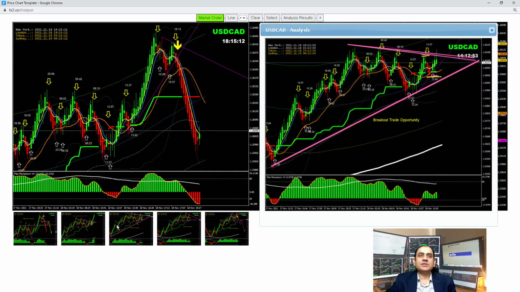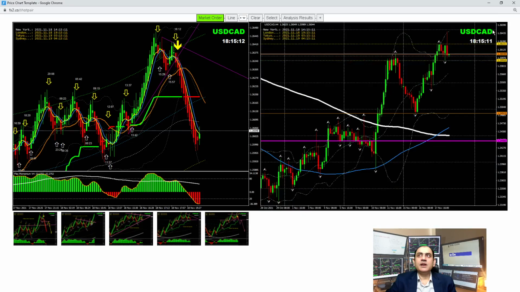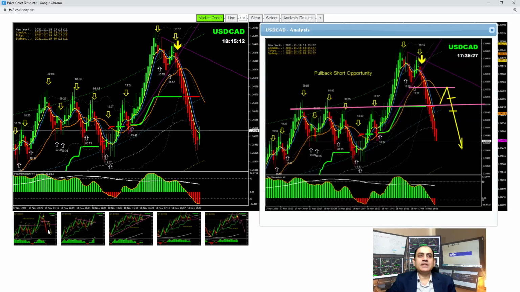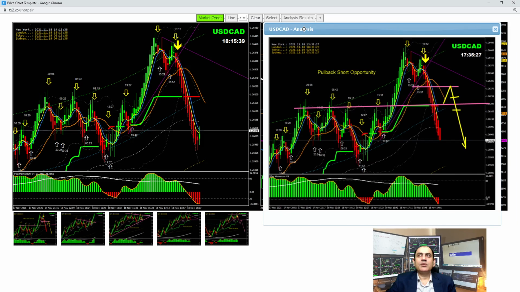But at the New York session, we have this breakout, and now price came back here. Now I'm telling my traders, look for another pullback, because price could not maintain this level, right? This is the false breakout. So if the price is going to respect this level, then we're going to take a short trade again.